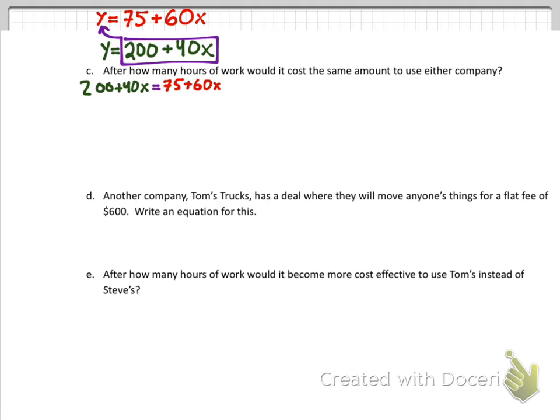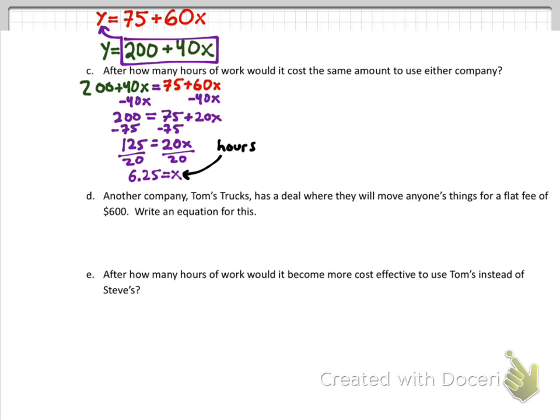Let's move all the x's to one side, so subtract 40x from both sides. Then let's subtract 75 to start getting x by itself. Divide by 20, and we get 6.25 is x. Remember up above, I wrote down that x is the number of hours. So we have, after 6.25 hours, it would cost the same. Notice I wrote a complete sentence to answer the question, so make sure you're doing that.